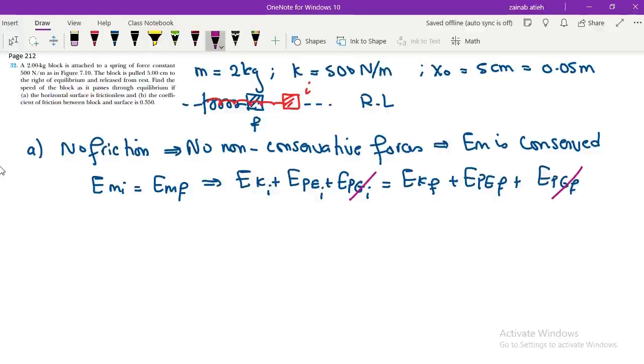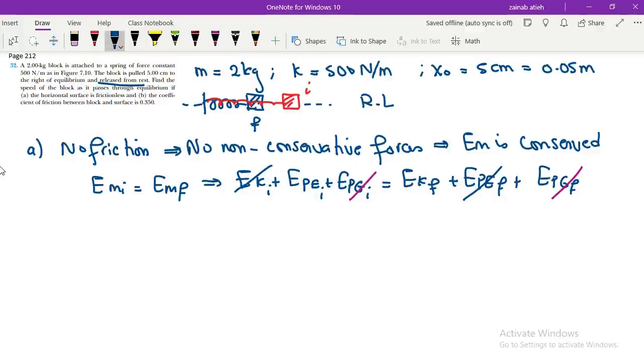Initially, he wanted to release it; he didn't push it, he released it. Okay, it was released from rest. You can see that he said released from rest. So EK initial is 0. When we were at the equilibrium position, which is finally, the elastic energy is 0. Why? Because the spring is not elongated, not compressed. So for sure EPE in the second case is 0.